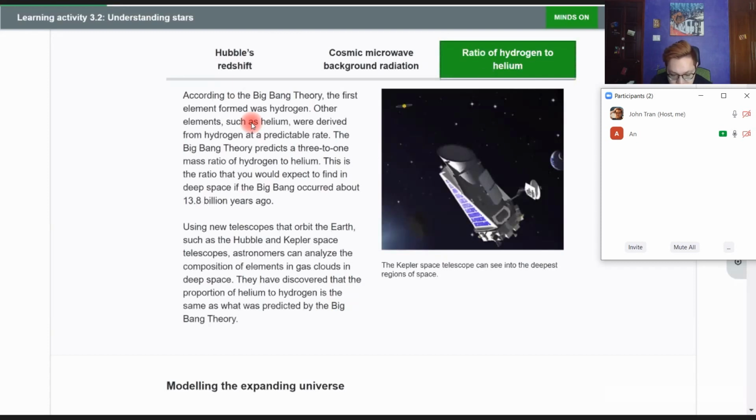This is the ratio that you would expect to find in deep space if the Big Bang occurred about 13.8 billion years ago. Using new telescopes that orbit the Earth, such as the Hubble and Kepler Space Telescopes, astronomers can analyze the composition of elements in gas clouds in deep space. They have discovered that the proportion of helium to hydrogen is the same as what was predicted by the Big Bang Theory.